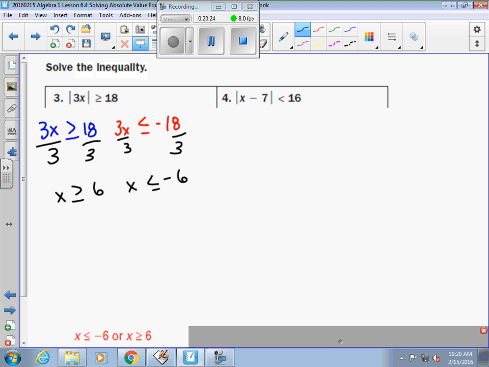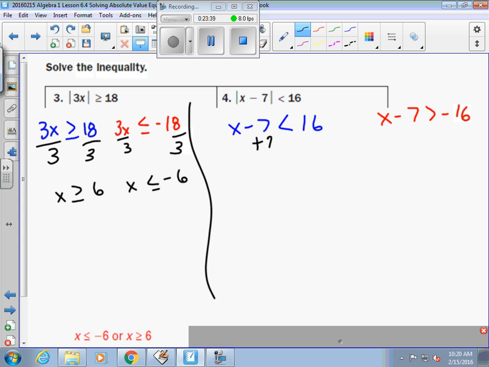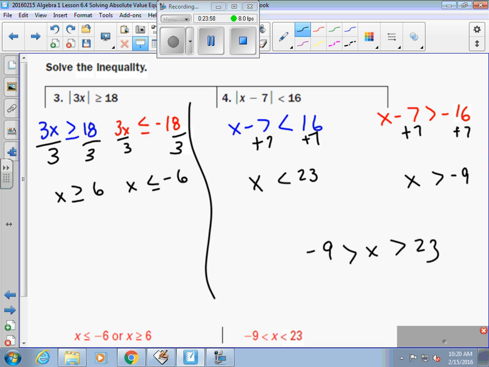6. Same thing with this one over here, but it's less than, so it'll be "and." X minus 7 is less than 16. X minus 7 is greater than negative 16. Reverse the symbol, change the sign. Undo minus 7 by adding it to both sides. So x is less than 23. Again, undo minus 7 by adding it to both sides. X is greater than negative 9. This is an "and" inequality, so negative 9 is less than x, which is less than 23, is how that one would be written.